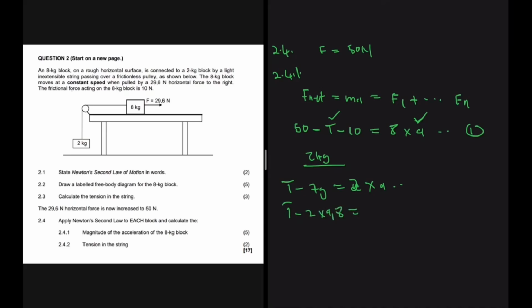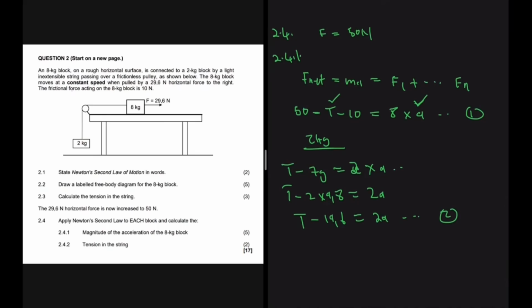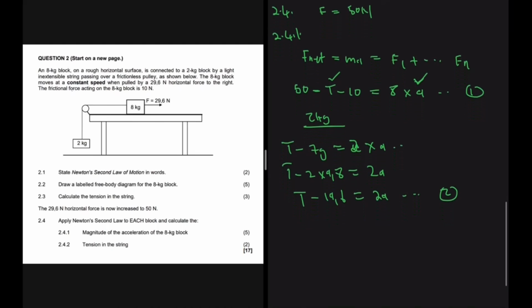So there we have it. This is equal to 2a, so we're going to have t minus 19.6 equals 2a. This is our equation 2. Some people like complicating their lives. They want to solve this simultaneously by making t the subject of the formula and then substituting into the other equation.